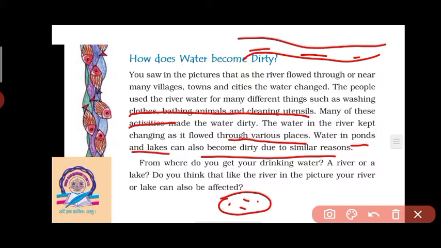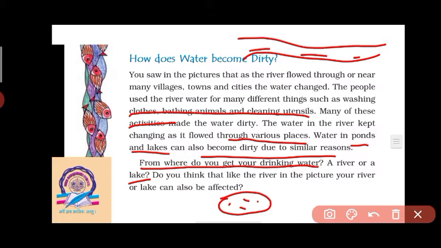From where do you get your drinking water? It is a question: from where do we get our drinking water? Normally there is a tap at our home from which we collect water to drink and use. But drinking water normally comes from a lake or a big pond, or water reservoirs. Then dams are there. You might have visited this kind of dam. Then rivers are there. These are all sources of drinking water, or we can say fresh water. A river or a lake, so these are sources.